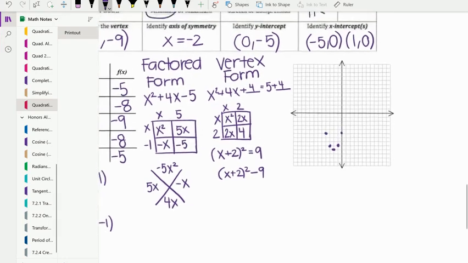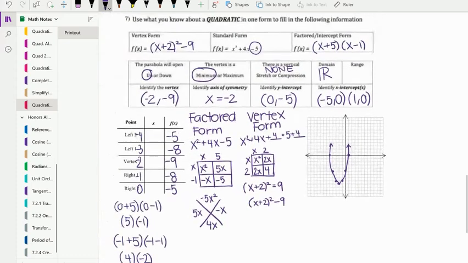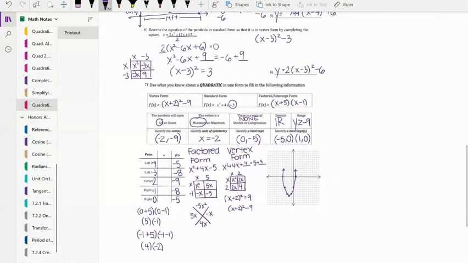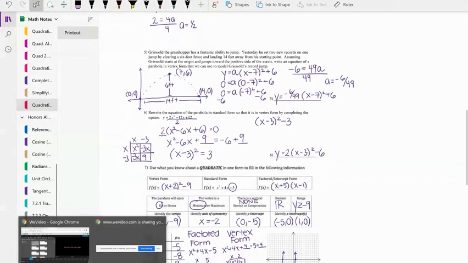And then before I actually graph this, we also know the x-intercepts are 1, 0, and negative 5, 0, so it makes sense to go ahead and plot those. We're going to connect it. And the last step is to write the range, which in this case would be y is greater than or equal to negative 9. Okay, so that is the step-by-step worked out solutions for the practice quiz.